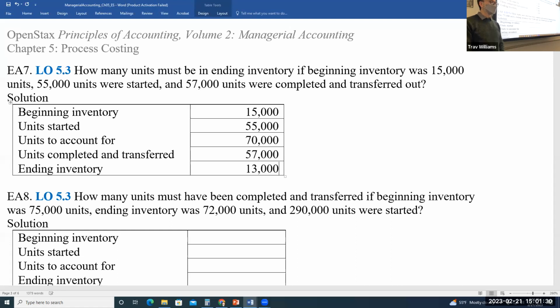13,000. Remember those two formulas we saw at the very beginning that both had units to account for? Here they just mash those together into like one long formula. So we have beginning plus how many we started gives us units to account for. And then ending plus completed is units to account for, or you could go the opposite way and say units to account for minus completed gives us ending inventory.